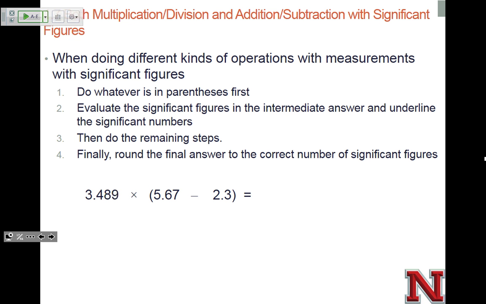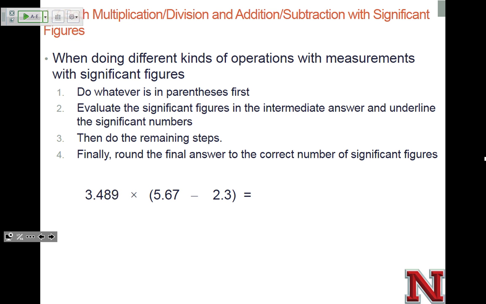The key here is to evaluate the significant figures. Now remember, don't round until the end. So don't round in this portion. Keep whatever numbers these are, then multiply by these numbers. You're going to get some big numbers, then you round. And the reason why we're going to round at the end is so we don't make a mistake.